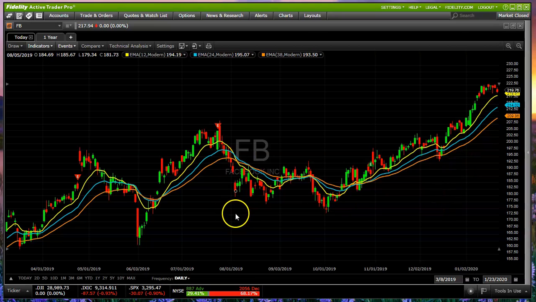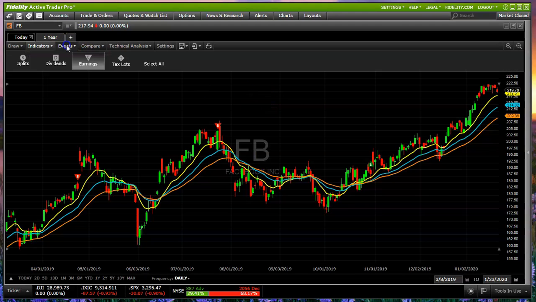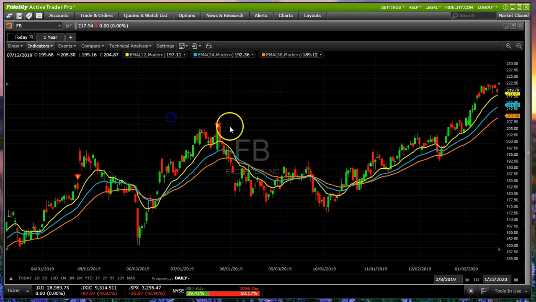You can notice that there are a number of other kinds of things you can add to your chart. You can add events like earnings, and you can see right here, this was when Facebook announced its earnings back in the July-August time frame in 2019. We had a pullback in the summer, and then that pullback in October, and then we moved higher, especially into the fourth quarter in the December time period.